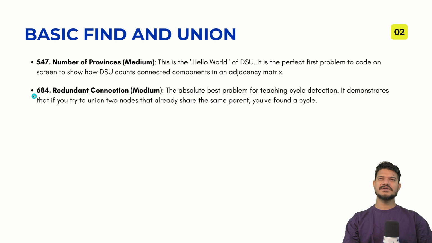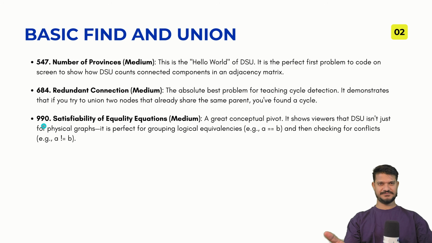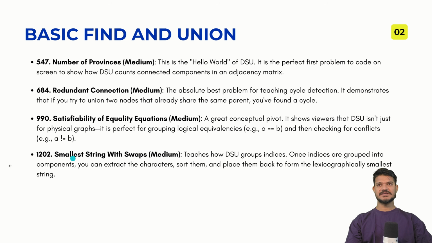The other problem you can solve is LeetCode 684 Redundant Connection. Again, you can solve it using basic union and find. Then of course, LeetCode 990 Satisfiability of Equality Equations, again a medium level problem. And finally, LeetCode 1202 Smallest String With Swaps. Okay, again a medium level problem that you can solve using basic implementation of DSU.